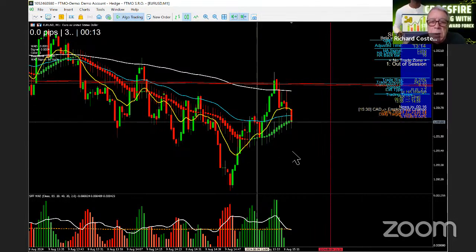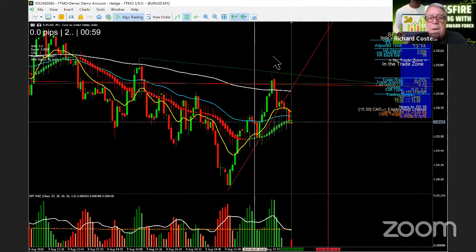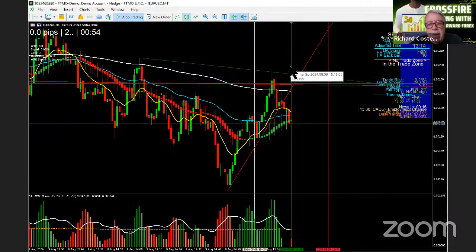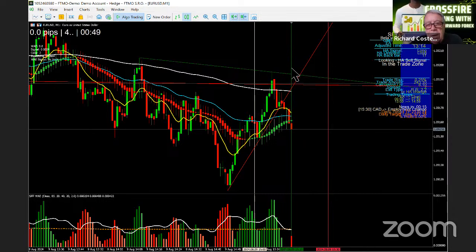That will help me to get into a buy, because what we're waiting for, we're waiting for the fifth. There, it's just happened. So we've now got the green trend line. That's happened at 15 minutes past 1. It says 15:15. It actually means 13:15.